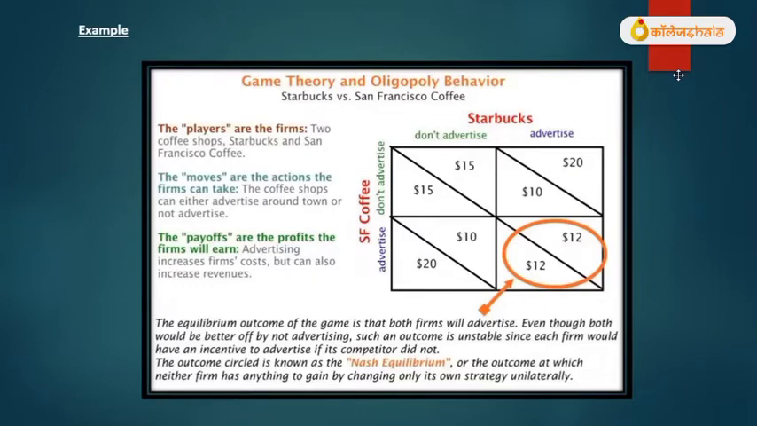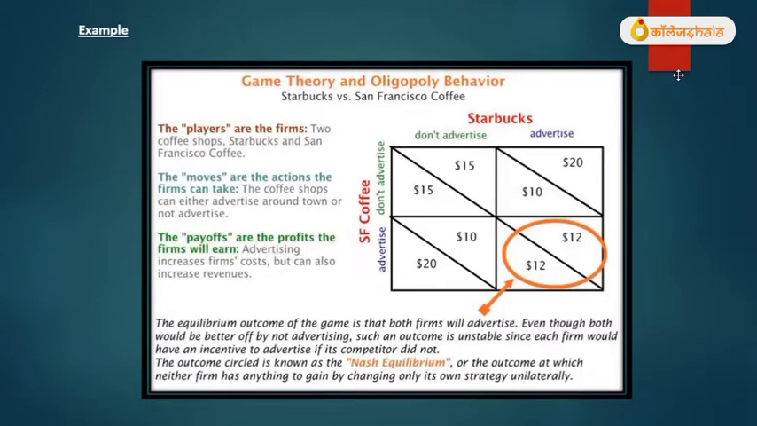If they are not promoting their products, in that case, Starbucks Coffee can think, if I do advertisement, I can earn more. I can capture some percent of SF Coffee's market. I can capture extra market. So maybe Starbucks can move towards the next cell, where Starbucks is doing advertisement and SF Coffee is not. In that case, Starbucks is earning $20 and SF Coffee is earning $10.